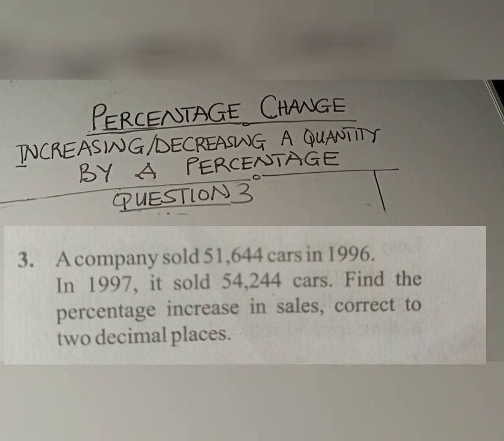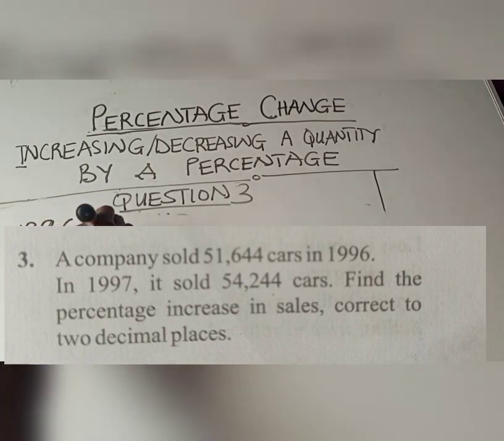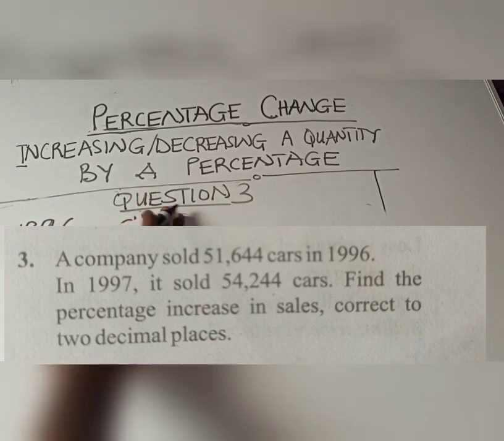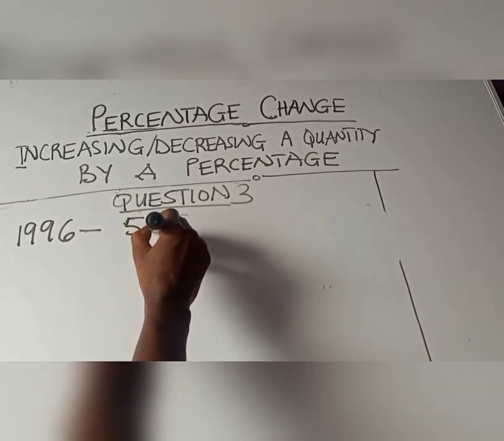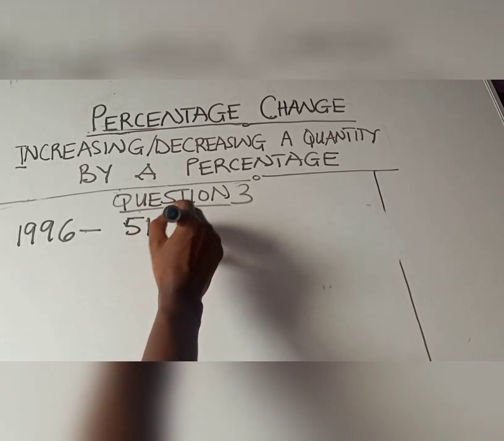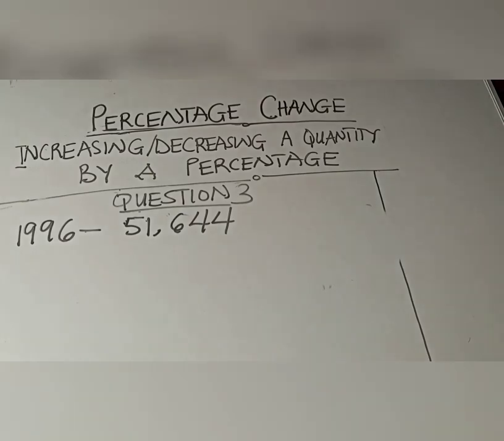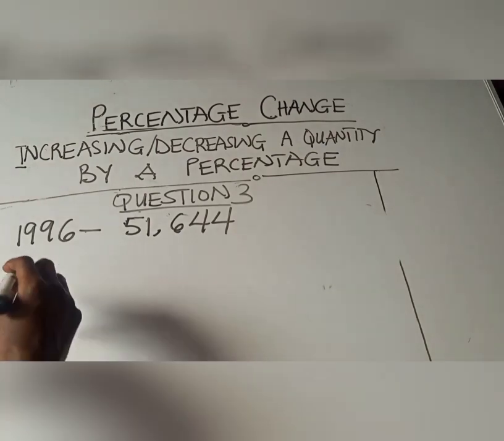Now, this time they want the percentage increase. Good. Right. So we write our information down. In 1996, the quantity sold was 51,644. Now, this question is centered on the first topic, the percentage change. In this case, it's an increase. So they want to know the percentage that increased.